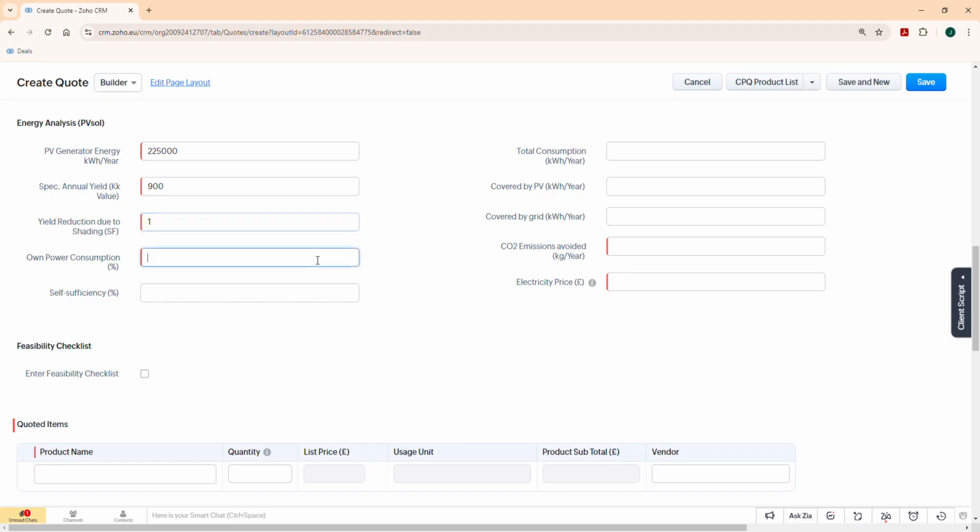Then you've got own power consumption. That's a percentage figure. Now, PV Sol will suggest what that own power consumption is if it's done its analysis, but if it hasn't, then you are going to choose a figure of, I don't know, whatever.